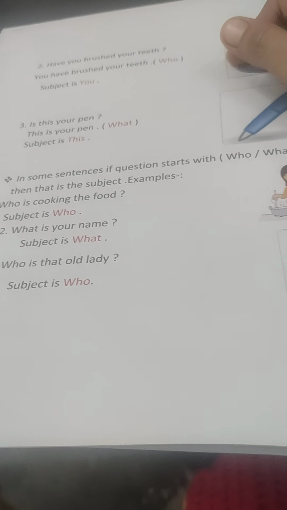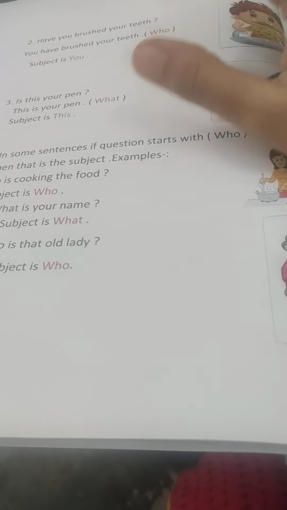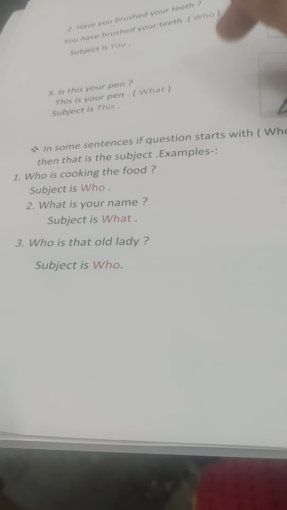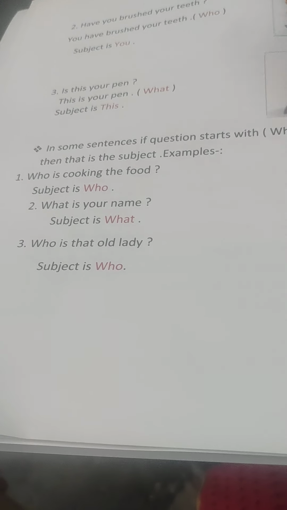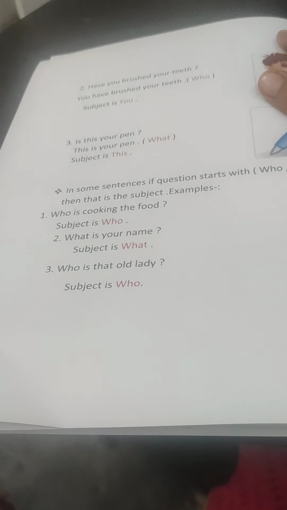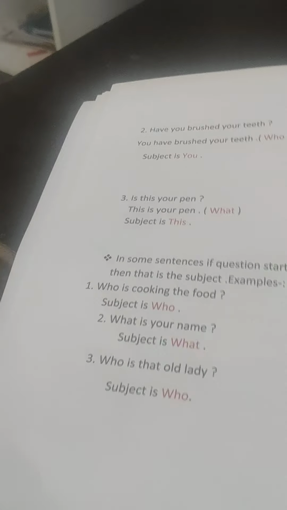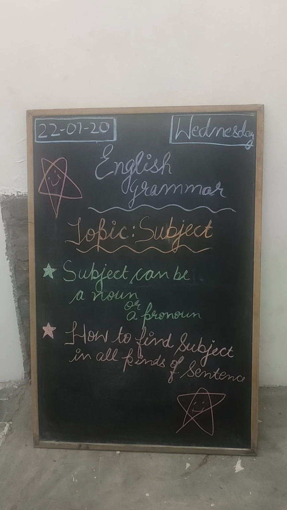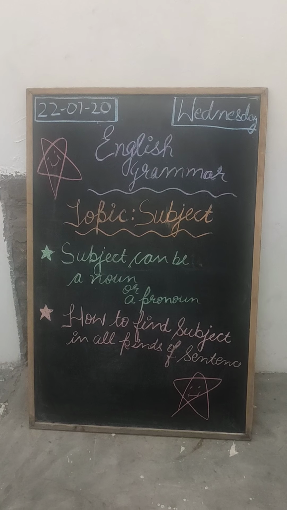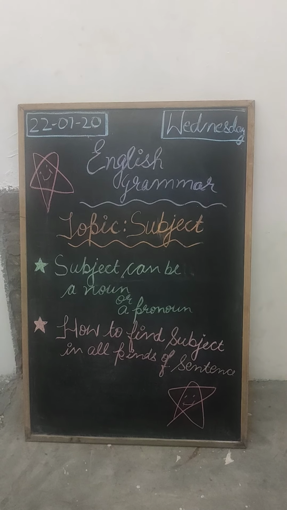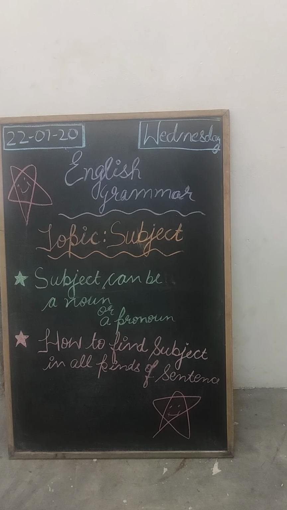For example, who is cooking the food? So, without any worries, say subject is who. What is your name? Subject is what. Who is that old lady? So, subject is who. So, I hope it was quite easy for you and you must have understood the topic subject, and you must be now able to find the subject in all kinds of sentences, and it would be very helpful for you.